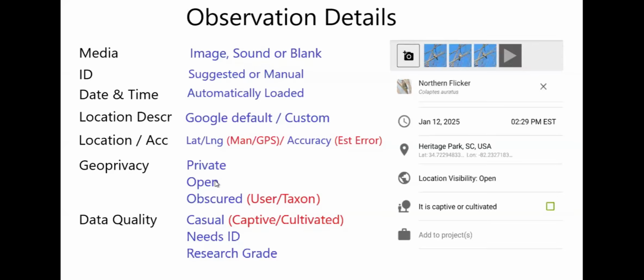We've got three kinds of data quality. We've got casual, which is captive cultivated, so zoo animals, cows, cornfields. Everything comes in as needs ID, and if you or someone else thinks that it's a domesticated dog, they will flag it as casual, and those will never get to be research grade. There's some people that would like that to change, but right now there's no way to confirm the IDs for casual observations.